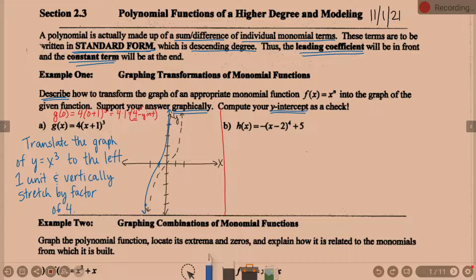H of x equals negative of x minus 2 to the fourth plus 5. I'll put it in words once we talk about all the pieces. What kind of pieces do you see here? Give me one, Natalie. Moves up 5. She says it moves up 5. There's a plus 5 at the end. It's not in parentheses, so I could agree with that. Right 2. Yep, I agree, Whitney. Minus 2. Remember, that's left to right. When it's in the parentheses, we're going to go opposite the sign, so right 2.